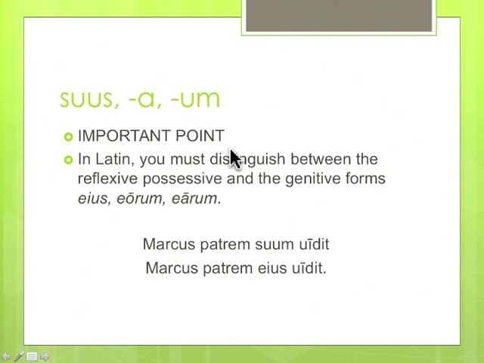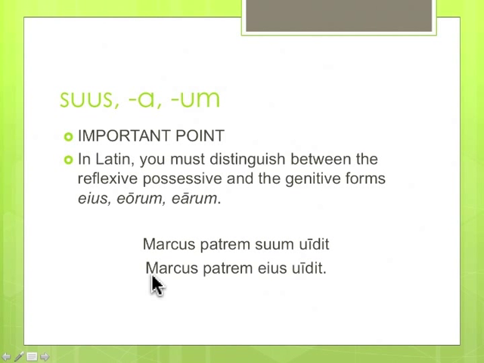Here's an important point, however. In Latin, you must distinguish between the reflexive possessive and the genitive forms of eius, eorum, earum. This is what I mean. If I say Marcus patrem suum videt, this means Marcus saw his father. The suum tells us that the his here must refer to Marcus. In other words, this can't be anyone else's father. Marcus patrem suum videt means Marcus saw his father, or his own father, you might say.